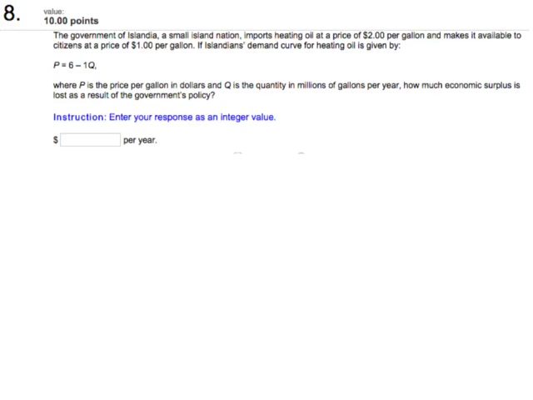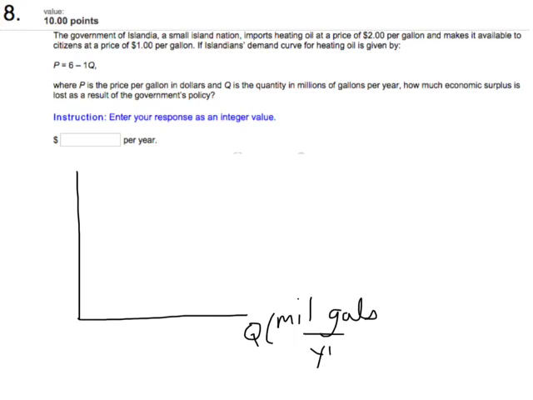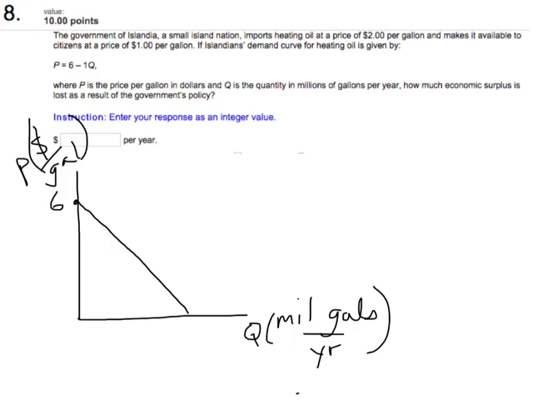graphing this problem. We're given quantity in millions of gallons per year, price in dollars per gallon, and then we've got this demand curve that runs from 6 to 6. P equals 6 minus 1 Q. Y-intercept is 6. Slope is -1. So my x-intercept is also 6.